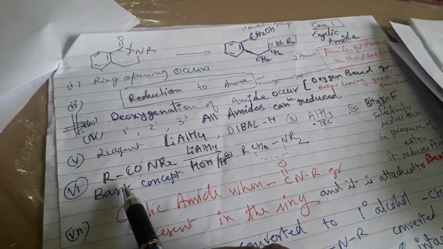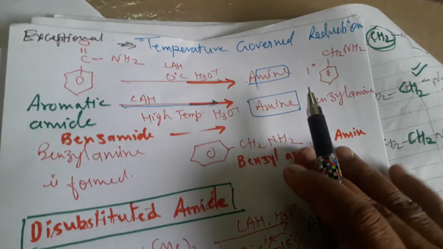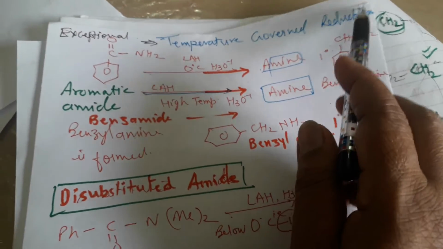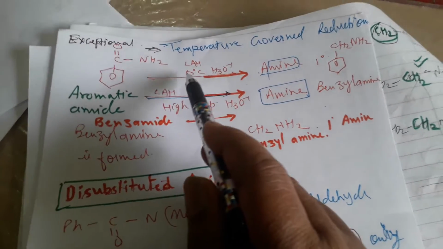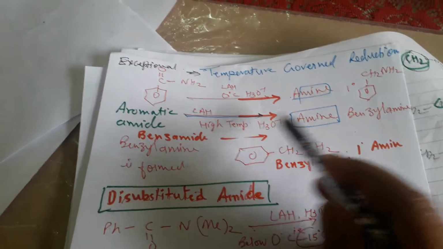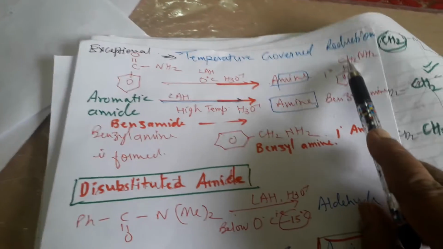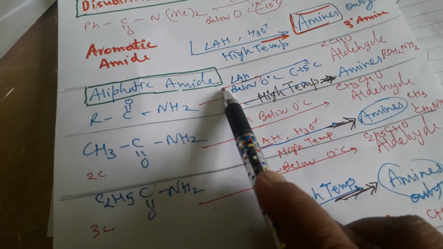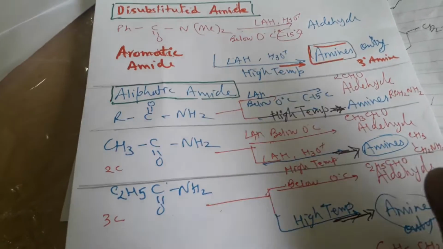Right now, the reagent used. Here this part we are discussing is temperature governed reduction. Okay, in temperature governed reduction, what will happen? Any amide, if it is a CONH2 group with an aromatic amide, at 0 degree C we'll get amine, and at high temperature we also get amine. So need not worry about benzamide, we'll definitely get a 1 degree amine. But if it is an aliphatic amide, see here I have taken an aliphatic amide. So 0 degree will give you aldehyde, and high temperature will give you amine. That is a very, very exceptional case.